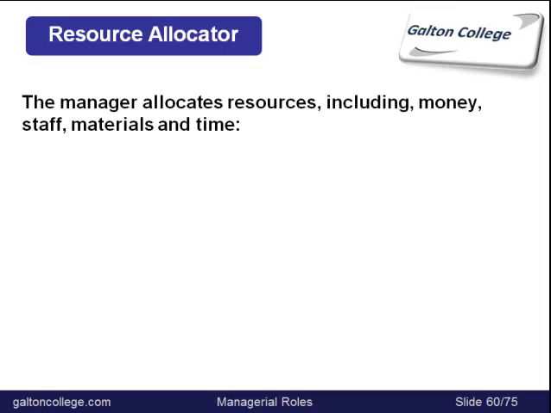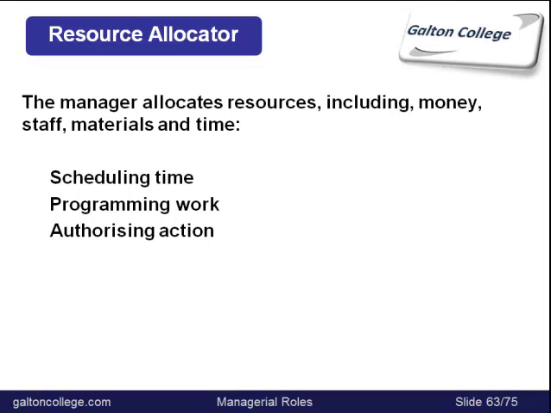As a resource allocator, well, the management allocates resources including money, staff, materials and time. They are probably budget holders, so they have the facility to allocate resources. They also, of course, schedule time and program the work. This means that they're able to work out what is efficient within that department and schedule and program the work accordingly. And having done that, of course, they can authorize the action to be taken to ensure that the work is done.